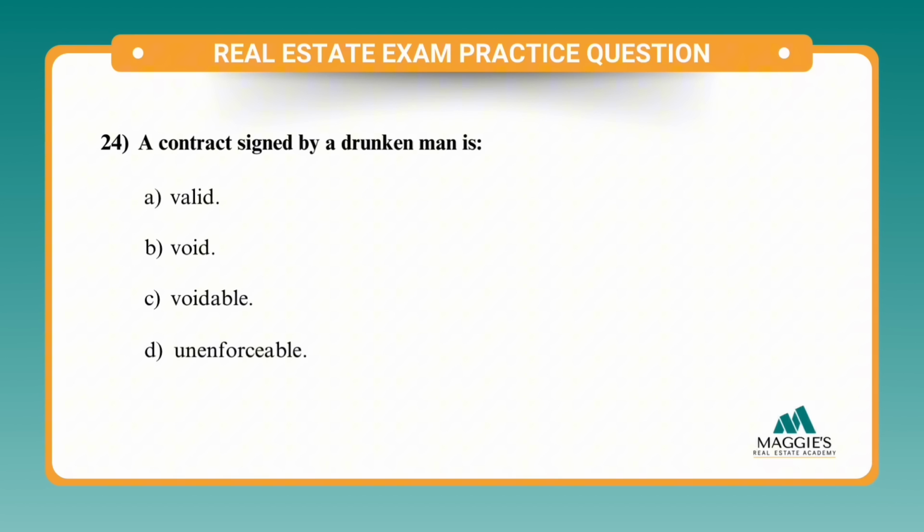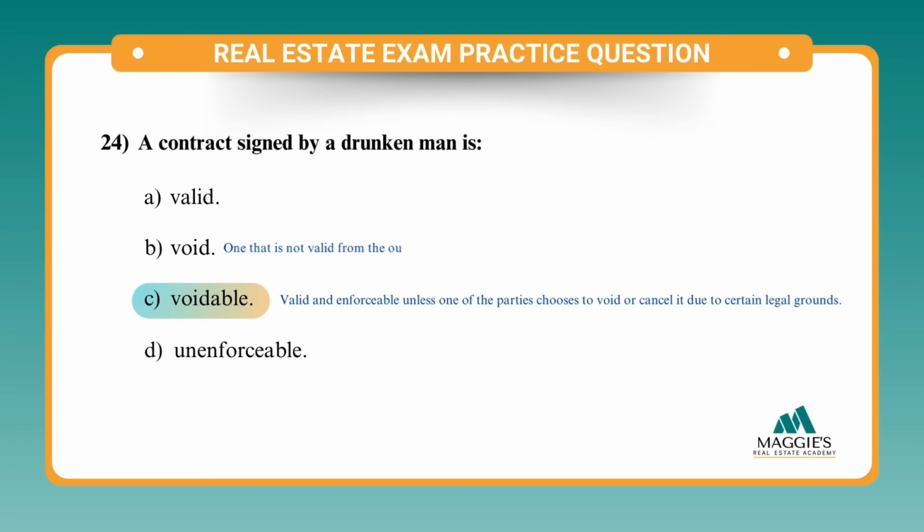24. A contract signed by a drunken man is A, valid, B, void, C, voidable, or D, unenforceable. The answer is C, voidable. When a contract is voidable, it means that it is valid and enforceable unless one of the parties chooses to void or cancel it due to certain legal grounds. In this case, if a contract is signed by a drunken person, it's considered voidable.